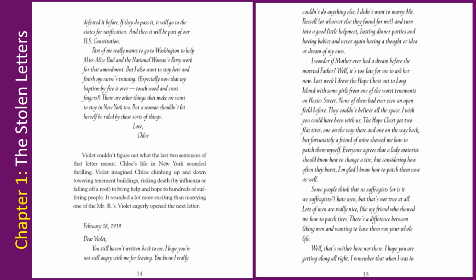February 18th, 1919. Dear Violet, you still haven't written back to me. I hope you're not still angry with me for leaving. You know I really couldn't do anything else. I didn't want to marry Mr. Russell, or whoever else they found for me, and turn into a good little helpmeet, hosting dinner parties and having babies, and never again having a thought or idea or dream of my own. I wonder if Mother ever had a dream before she married Father. Well, it's too late for me to ask her now. Last week I drove the Hope Chest out to Long Island with some of the girls from one of the worst tenements on Hester Street. None of them had ever seen an open field before. They couldn't believe all the space. I wish you could have been with us.